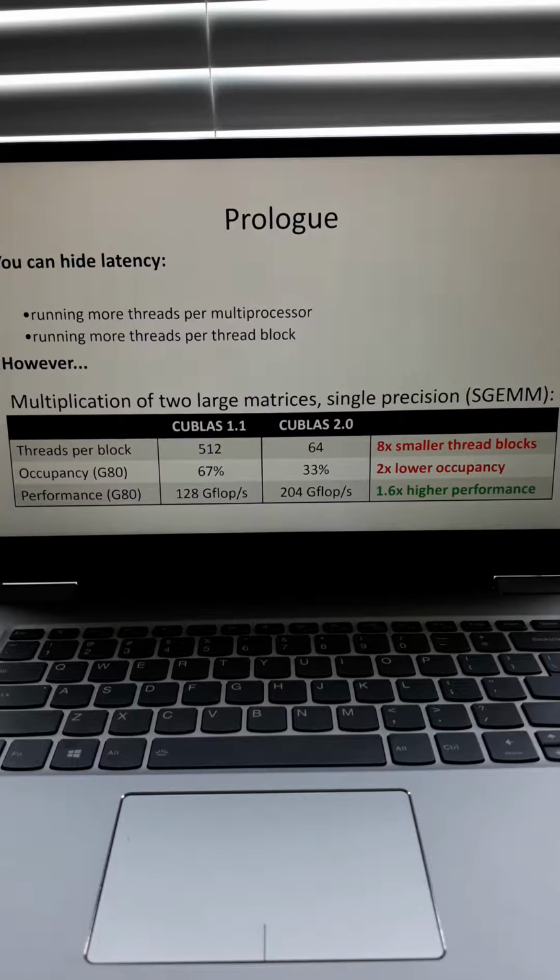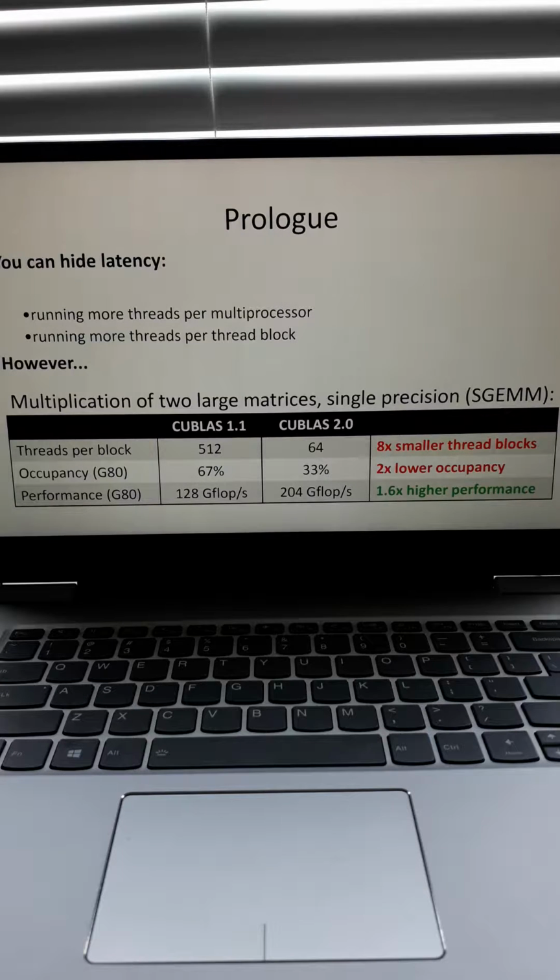Now there is a popular misconception that if you want to hide latency, multi-threading is the only way. That is, you need to run more threads per multiprocessor or more threads per block. However, the result of multiplication of two large matrices on the GTX 480 GPU has shown a deviation from this misconception. In CUBLAS 1.1 we were running 512 threads per block with an occupancy of 67% to get a performance of 128 GFLOPS.